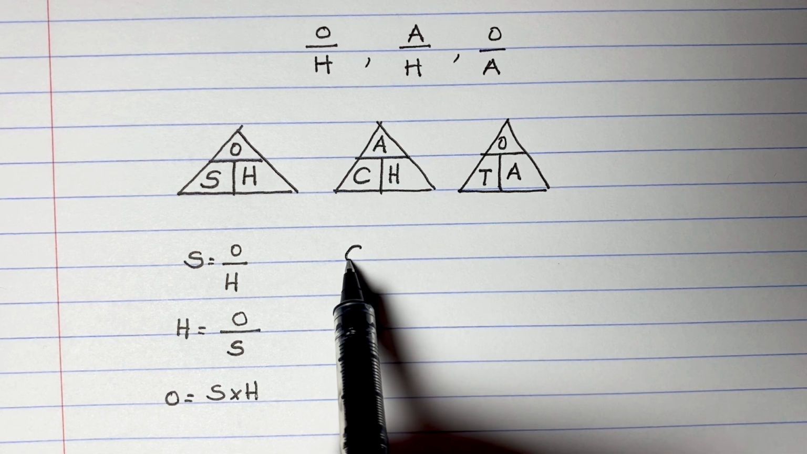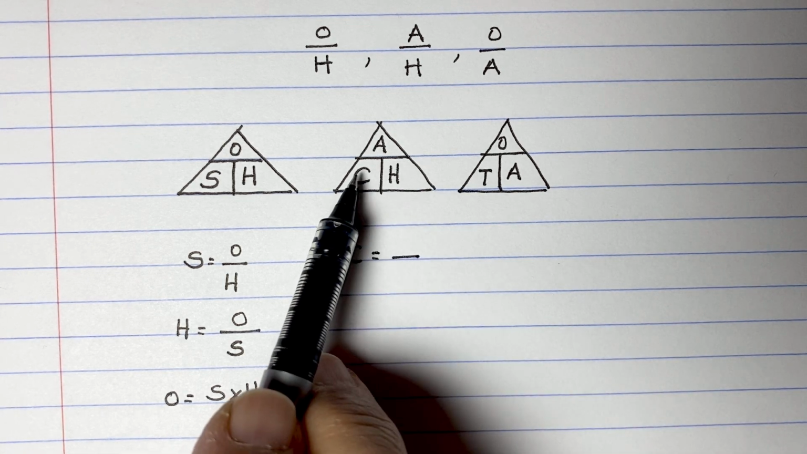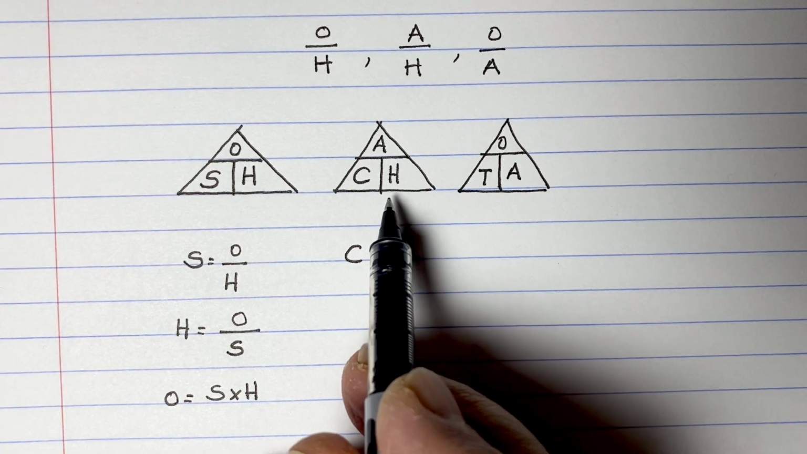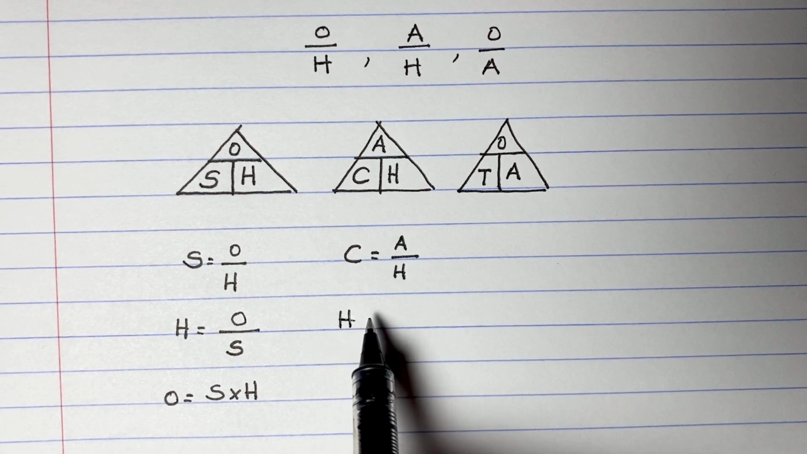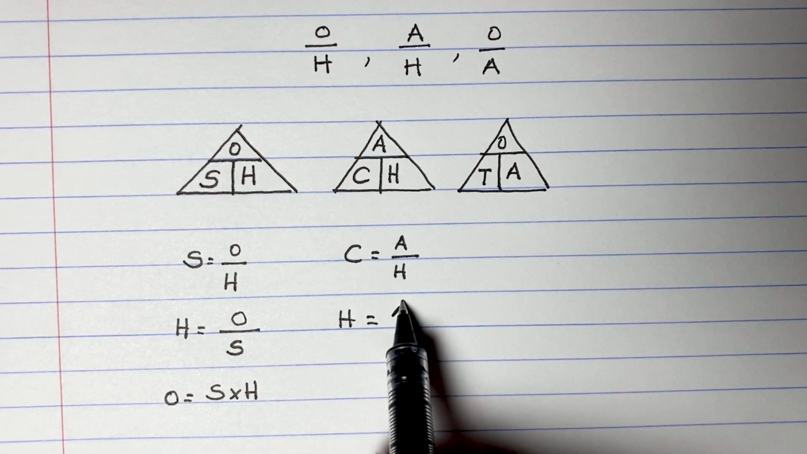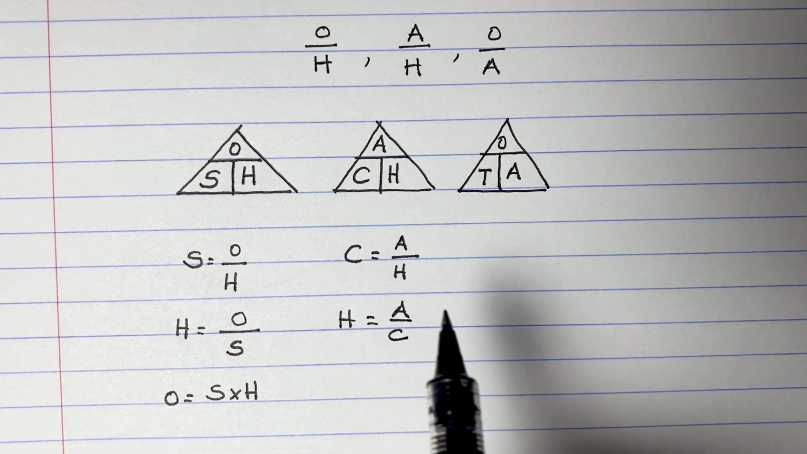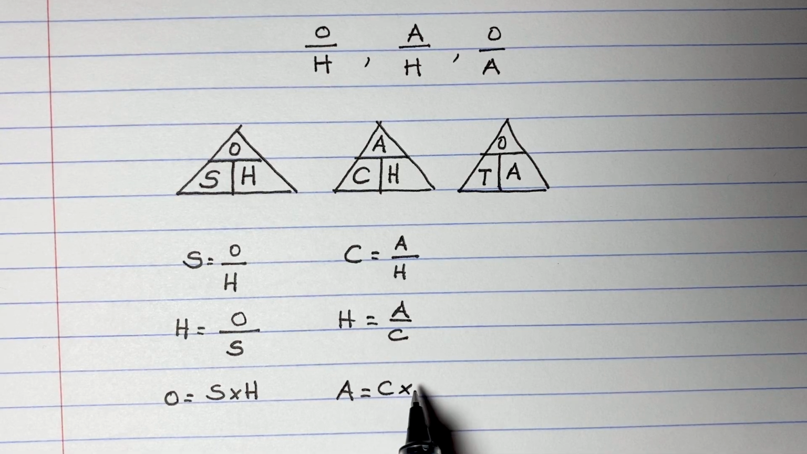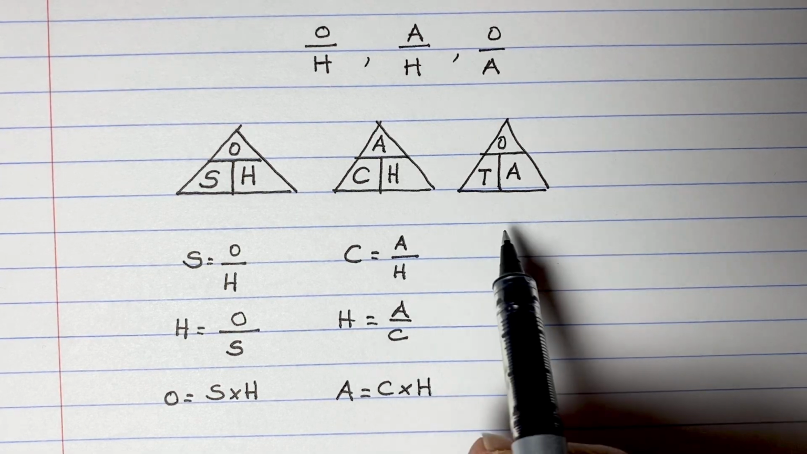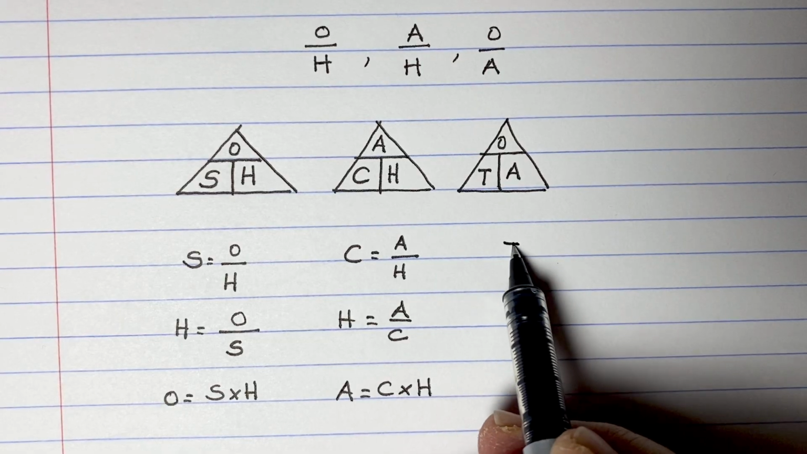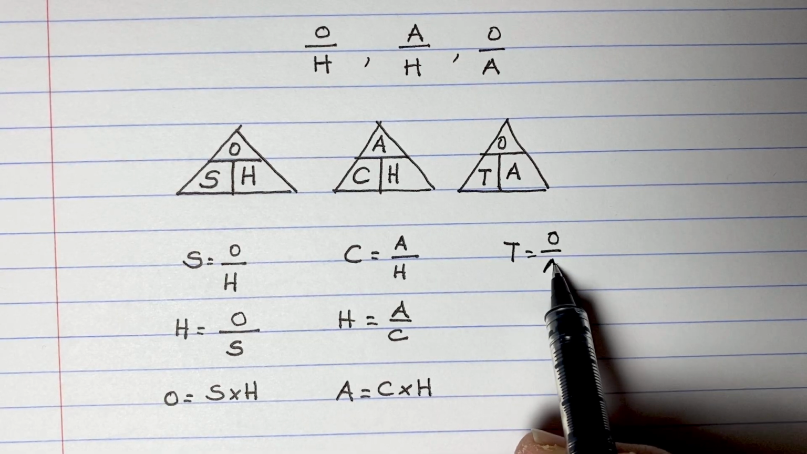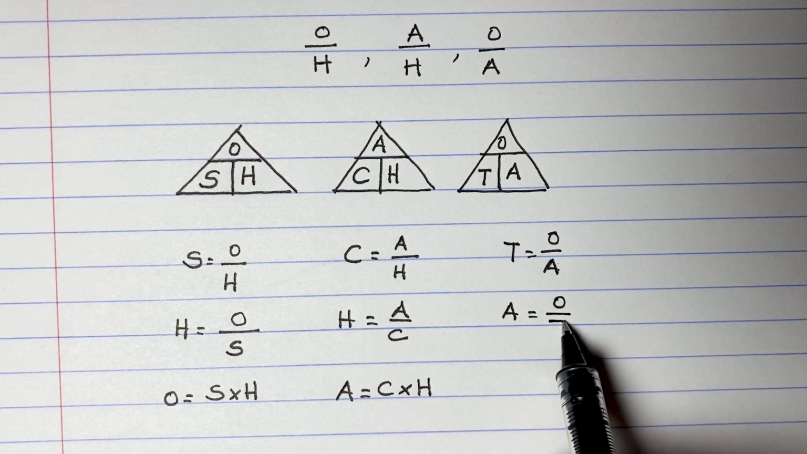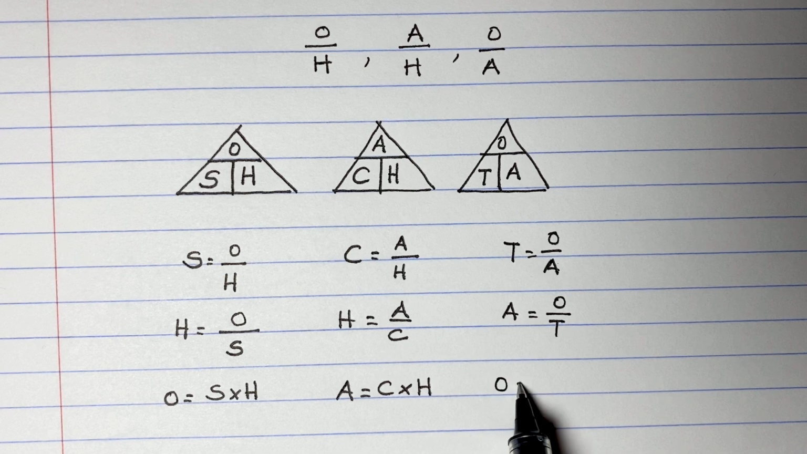Here, C: if you cover C, you have A over H. If you're looking for H, cover H and it's A over C. And if you're looking for A, it is C times H. T: O over A, O over T, and O is T times A.